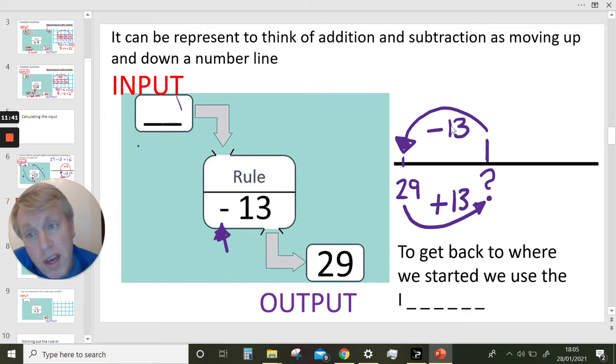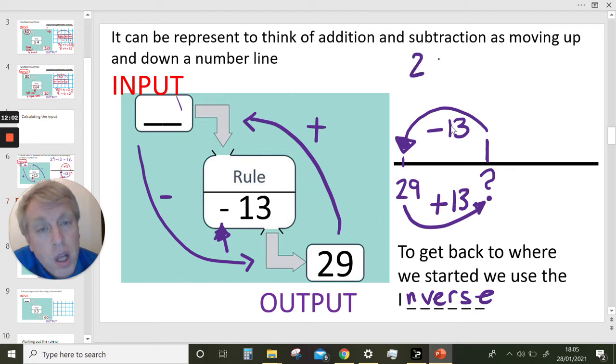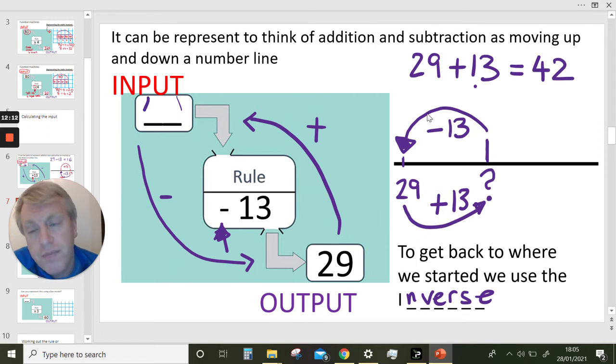We're going to do the input to output is take away 13. But when we work backwards, we are adding 13. To get back to where we started, we use the inverse. So let's do that. 29 add 13. 29 add 10 is 39. Add 3 is 42. 42 take away 13 is 29.